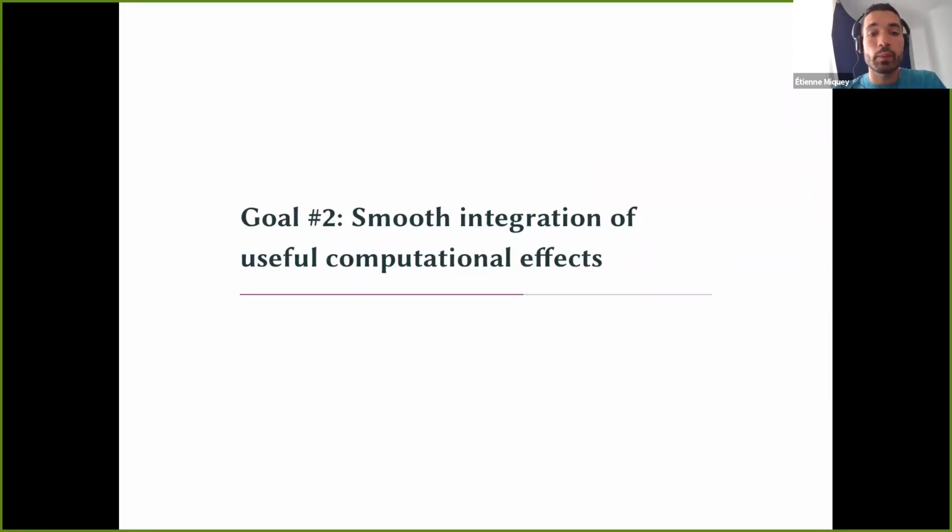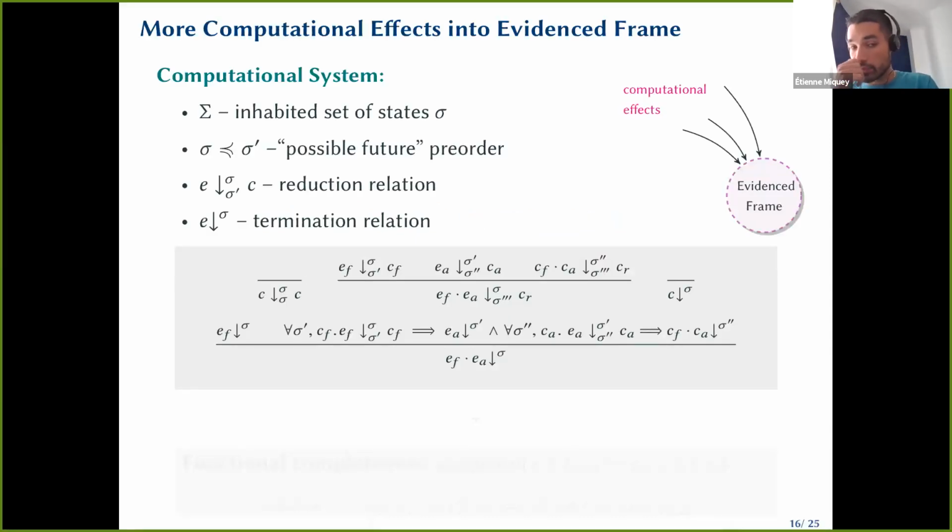Okay, so that was for the first goal. For the second one, I want to show you how we can incorporate useful computational effects in that structure. And let me just refine the notion of PCA to define what we call the computational system. So again, assume that you have a set of codes, assume that you have a partial application, and now we want to extend it with a set of states, which we write sigma, that is equipped with a possible future pre-order relation. So we have a way to say that a state is a possible future of another one. And then we have to extend the definition of the reduction relation and termination relations to take into account the states. So the definitions are really standard.